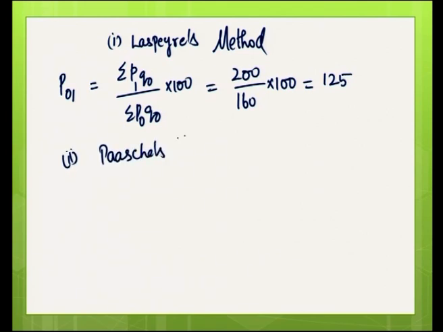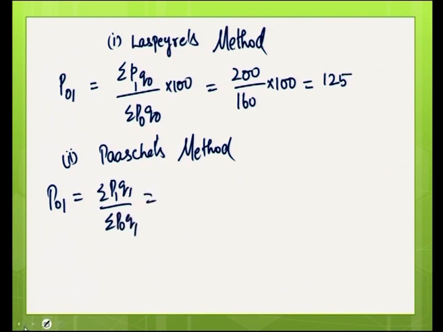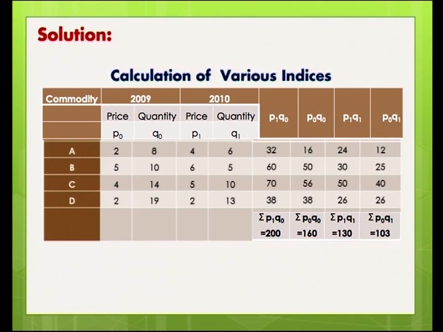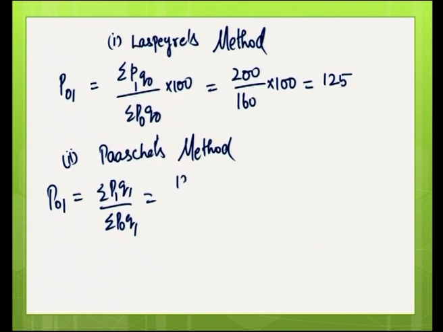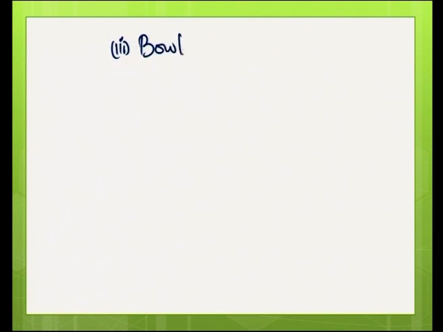Okay. Then the second method we have to use is Paasche's method, and the price index number is summation P1 Q1 by summation P0 Q1. Just look at the value. Summation P1 Q1 is 130 and summation P0 Q1 is 103. So, 130 divided by 103 into 100 is equal to 126.21.